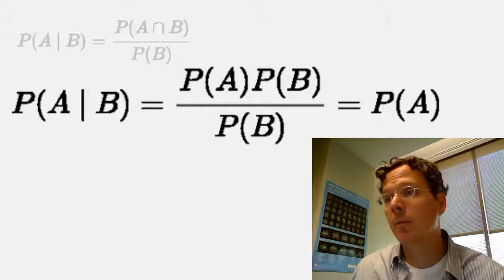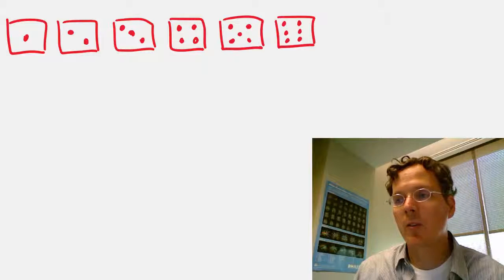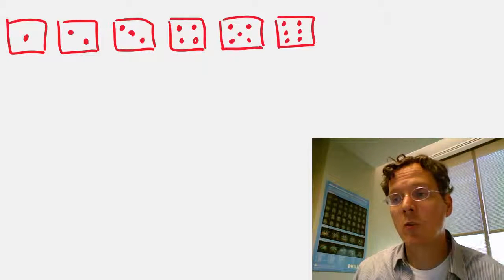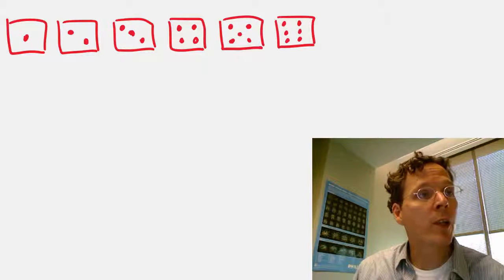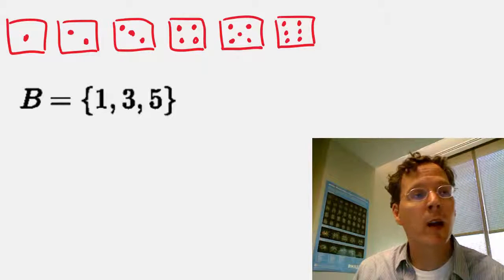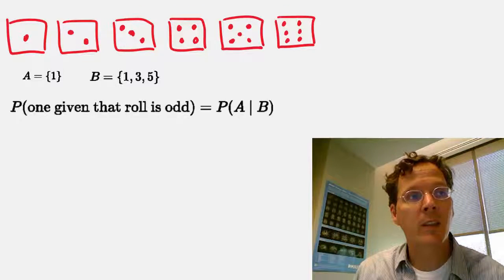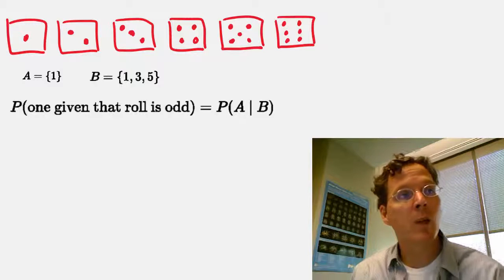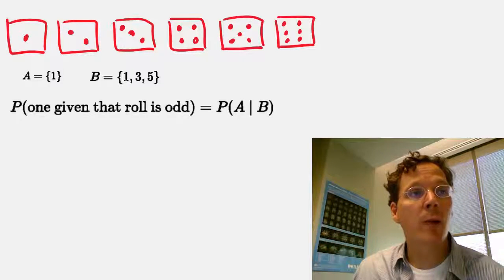So let's just check that conditional probability gives us the answer that we know to be true in the die rolling case. So in our case, B was the event 1, 3, 5. A was the event 1. We want the probability of the event A conditional on the event 1, 3, or 5 having occurred. So in other words, we can say probability of getting a 1 given that we know that the roll is an odd number.